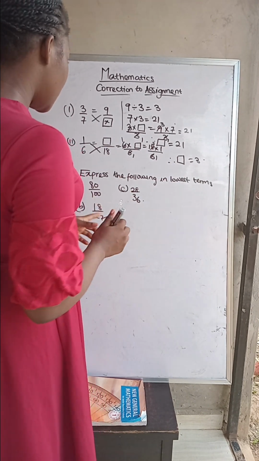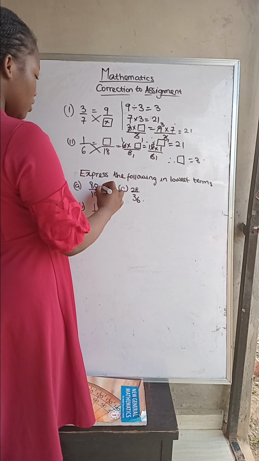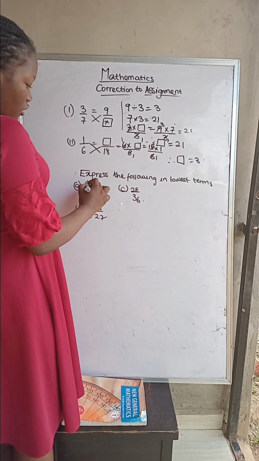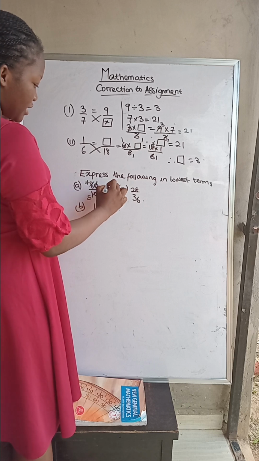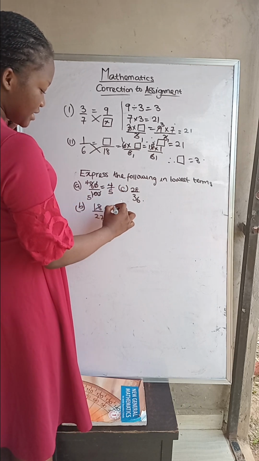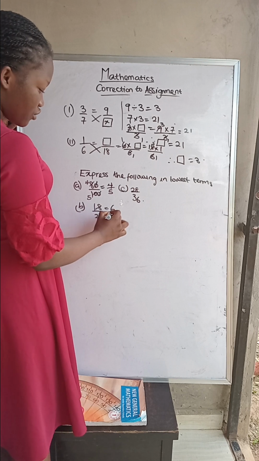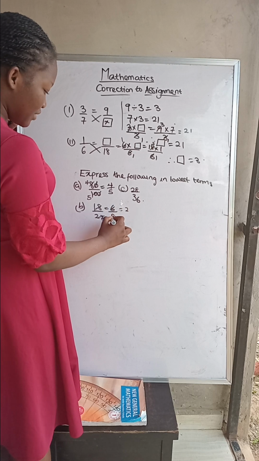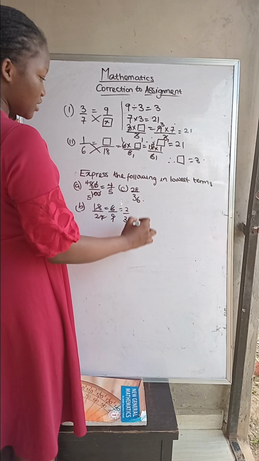So we're going to the second one. 80 over 100, the lowest term. So we first cancel out 0. 2 in 8 is what? 4. 2 in 10, 5. So here is 4 over 5. 18 over 27. 3 in 18, 6. 3 in 27 is what? 9. 3 in 6 is what? 2. And 3 in 9 is what? 3. That's 2 over 3.